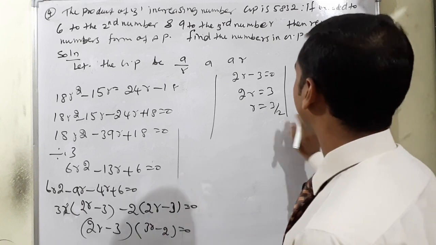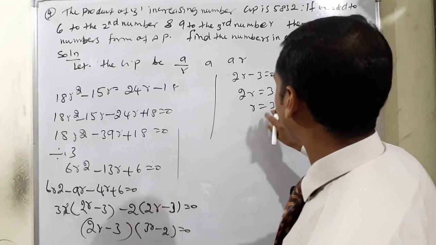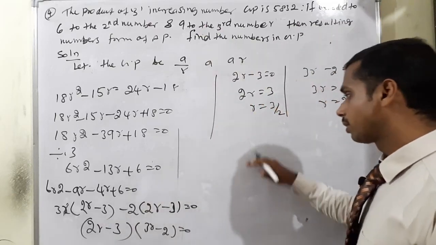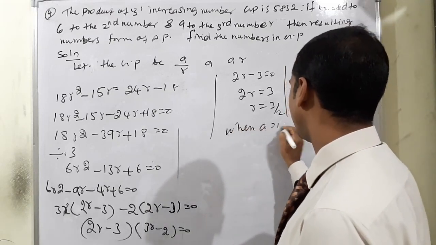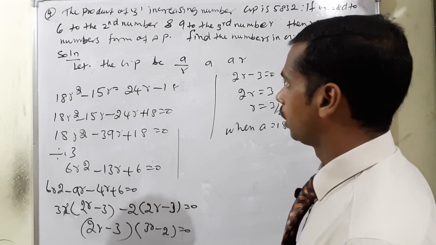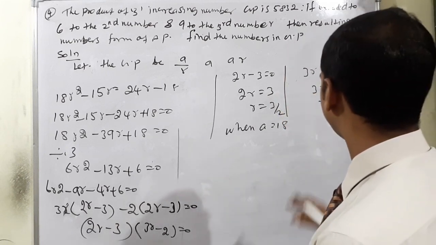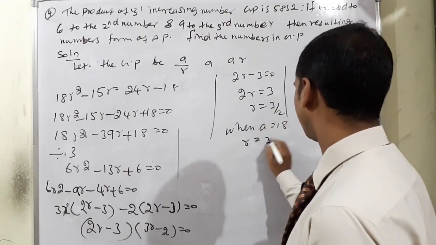The true condition is that we have to check it, because if you apply R equal to 3 by 2, the result is increasing, which means the first number is selected. Sometimes it is decreasing, which is not a valid answer. We can check it. So when A is equal to 18, and R is equal to 3 by 2.